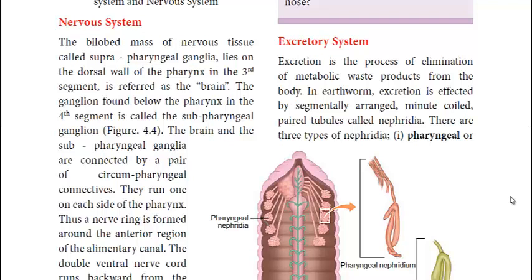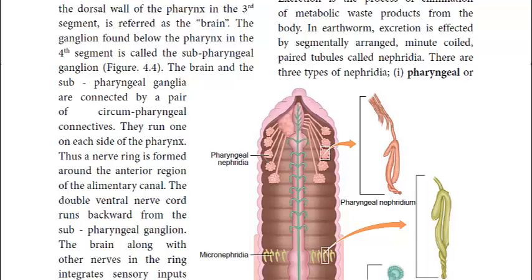In this video, we are going to study the physiological aspects of earthworm. In the first part, we started with the digestive system. We studied the external morphology. In this class, we are going to study the nervous system, excretory system, and reproductive system. We will start with the nervous system.